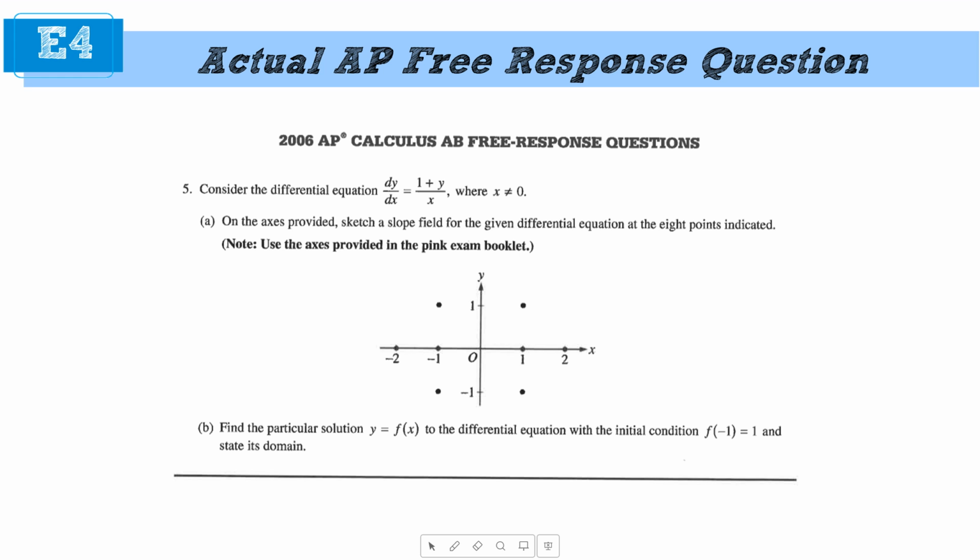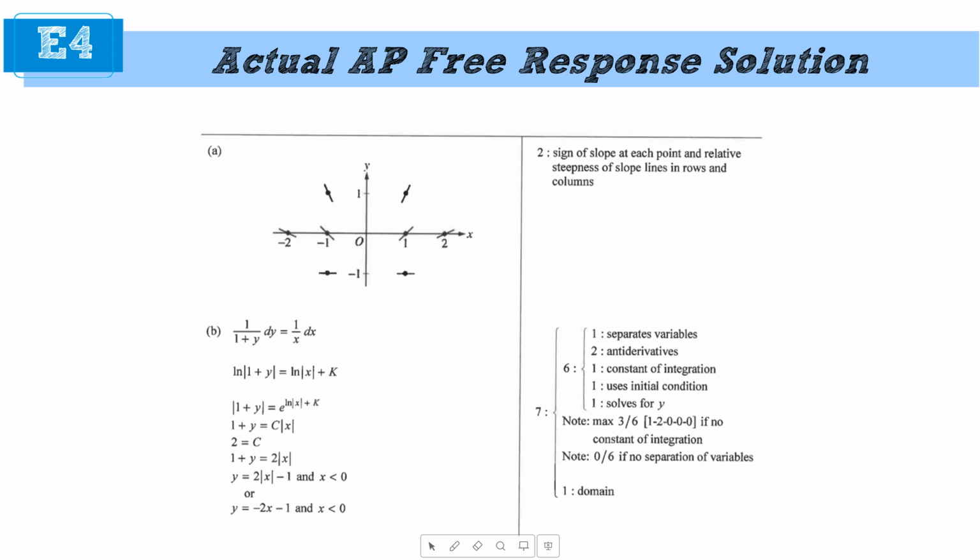We're not going to do the problem. I just wanted to show you what this looks like. Here's the answer key. So they want you to draw a little sketch of what the slope field looks like, draw some dashes, and then solve this. The thing I wanted to point out, and the reason I included this in the slideshow, is that little message.